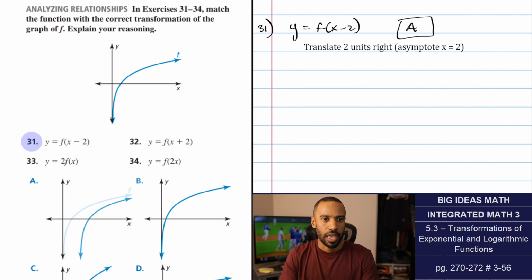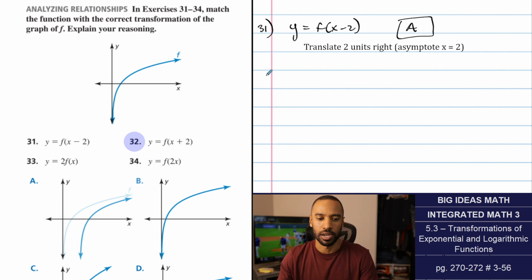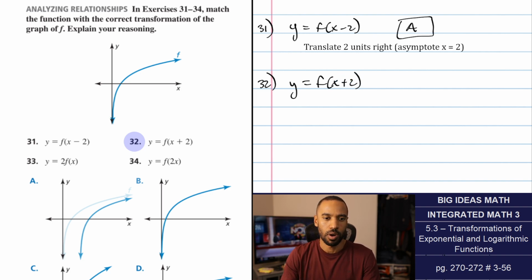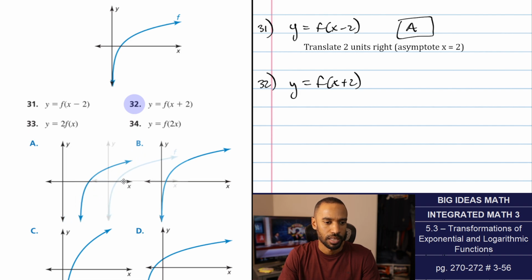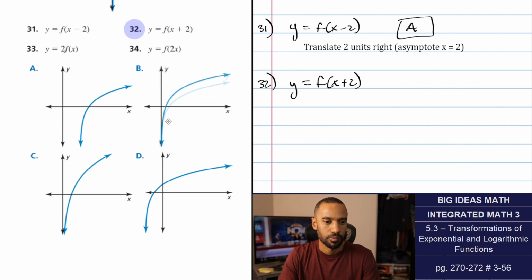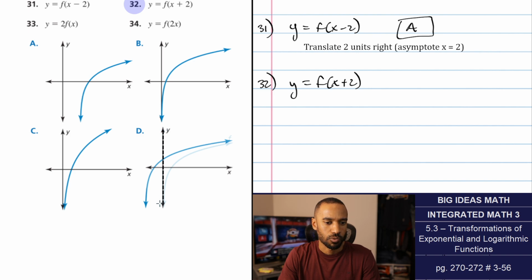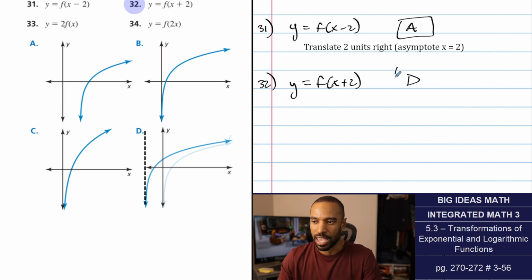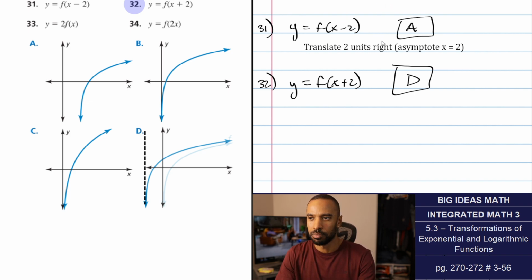Number 32, f of x plus 2, and the thing inside there means a translation 2 units left. I think we saw that one. I think it was D, but let's take a look. That's y equals f of x plus 2. Take your f of x function and move it 2 units left. So is it this one? Nope. That's same asymptote. Different asymptote. So we go from y-axis asymptote to now x equals -2 asymptote. There's the translation there. So it's going to be D, like that for this log function.